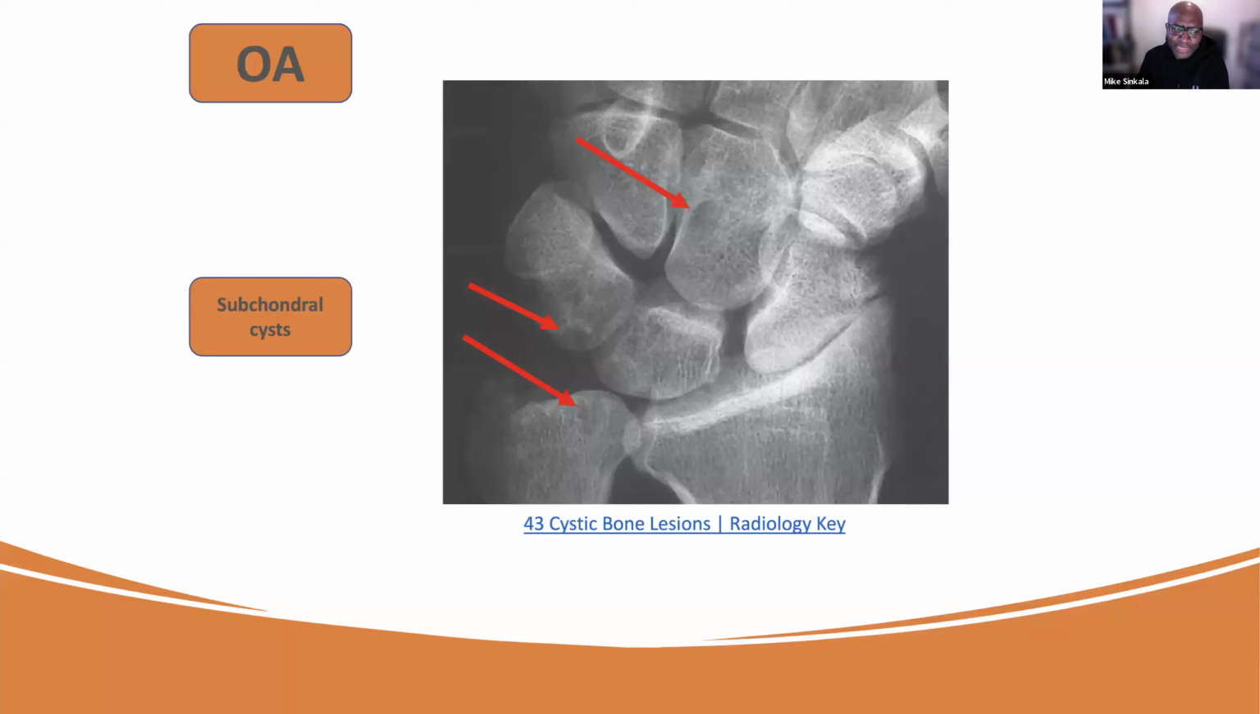The other feature, like I said, will be subchondral cysts, or some books will call them geodes. We can see some kind of lucencies around here, in the capitate here, there is that lucency there. There are some lucencies actually in the triquetral here, another lucency to the distal aspect of the ulna. So these are called geodes or subchondral cysts. So what causes these subchondral cysts?